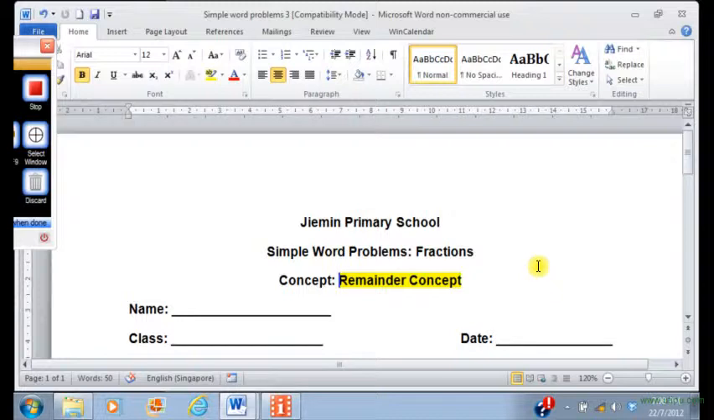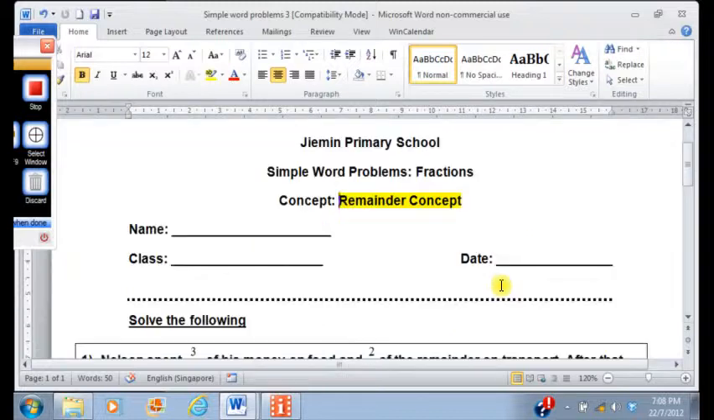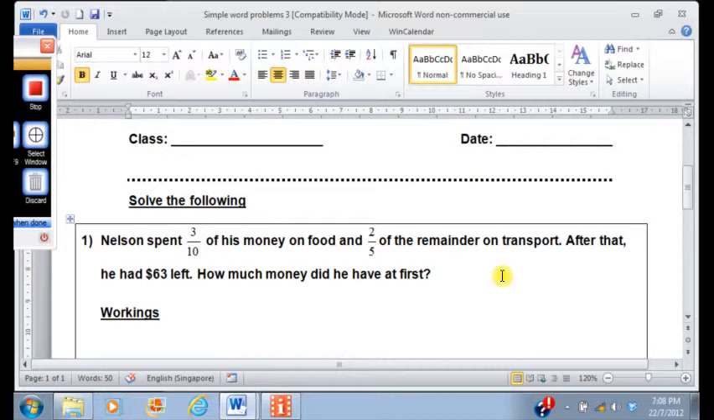In your word problem, look out for words like remainder and remaining. This will help you. You can also look out for the word rest. But for today's word problem, it will be quite straightforward. You will see the word remainder. Now let's look at the word problem.